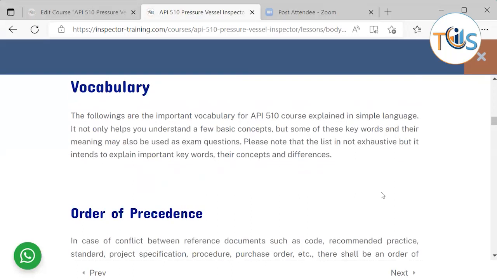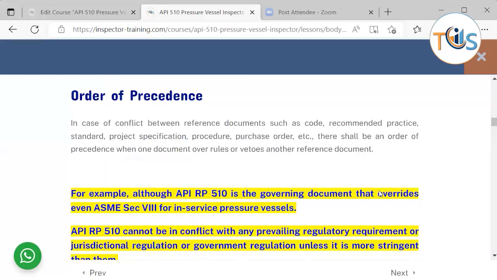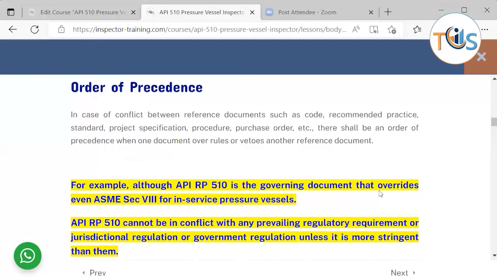Vocabulary. There are certain definitions that you need to really get the concept and meaning of, and we are highlighting them here so you can understand, and they should be treated as potential exam questions. Now, order of precedence.